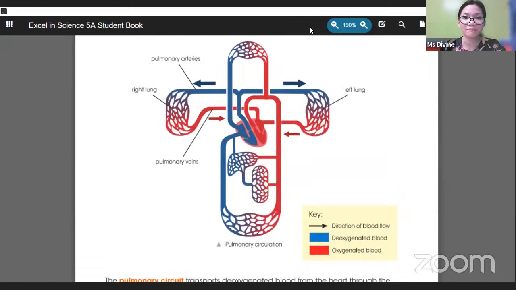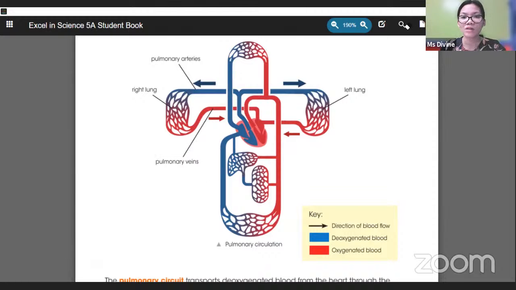So here we have the pulmonary veins. The pulmonary veins carry the oxygenated blood from our lungs to our heart. However, the pulmonary arteries carry the deoxygenated blood to our lungs. Those are the functions of the pulmonary arteries and pulmonary veins. Pulmonary veins carry oxygenated blood. Pulmonary arteries carry deoxygenated blood.